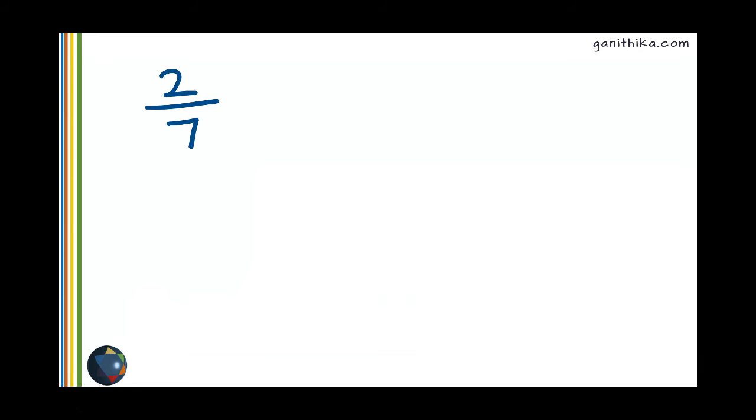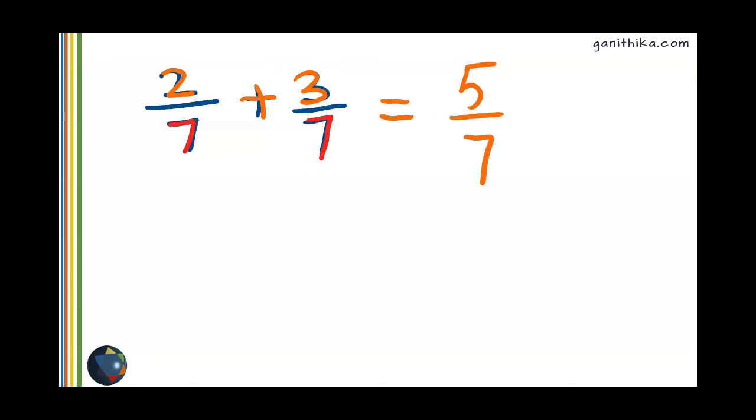So if you have the denominators to be the same, you just need to add the numerators. So the answer for this would be 2 plus 3, which is 5, and replace the denominator. Do not add 7 plus 7. It is over 7. You have to add only the numerators and put the denominator as it is, because 2 parts of 7 and 3 parts of 7 gives you 5 parts of 7, and it is not 5 parts of 14.